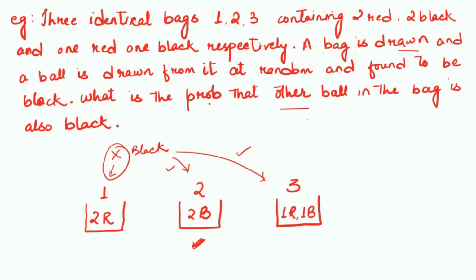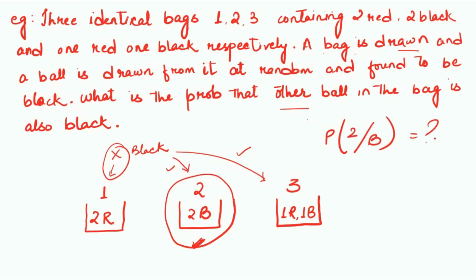I hope it is clear. The question is complicated; the way it is asked makes it complicated. What is the probability that the other ball in the bag is also black? That means they are asking the probability of this bag. One black ball has come, but what is the probability that the other ball in the bag is also black? That means they are talking about the second bag. They want the probability of the second bag. I hope this is clear. With this we can start.